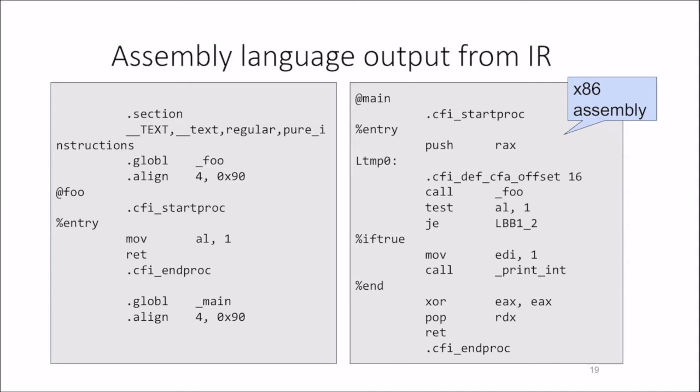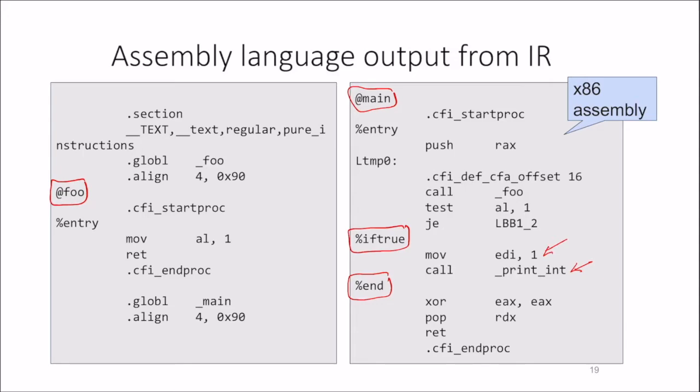And if you look at this, broadly speaking, you can see that there is a foo, there is a main, and there is a branch statement which results in either a true or a not true or end block, right? And you can see that when it's true, it's calling print int and it's printing 1.